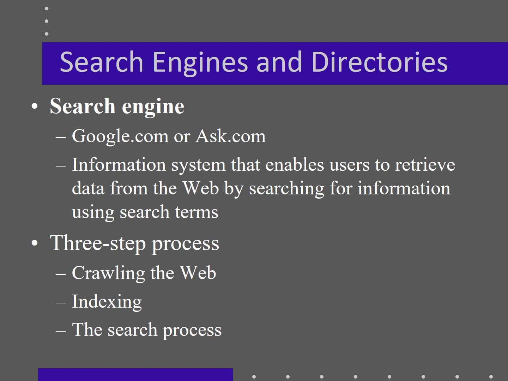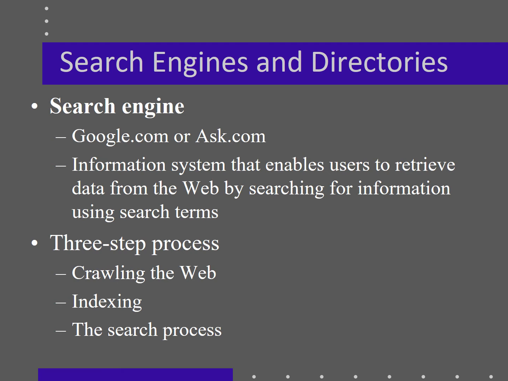Then we see that while using the internet, the backbone that we need for searching or for retrieving any kind of information is the search engine and the directories. These directories store the information, and the search engines are used to retrieve any kind of information. An example of a search engine is google.com or ask.com. The information system in the search engine enables a user to retrieve data from the web by searching for information using search terms.